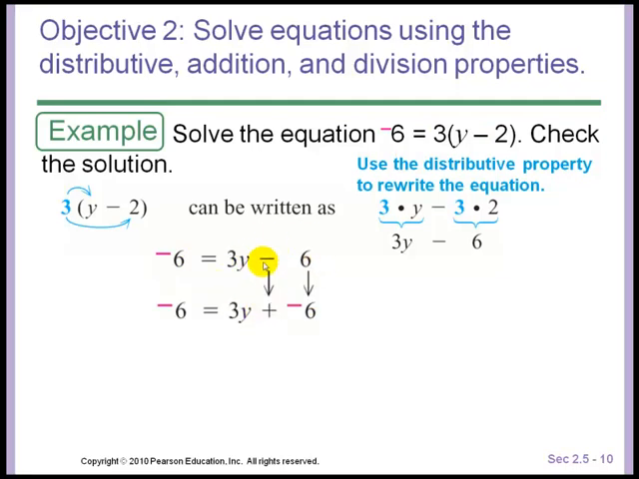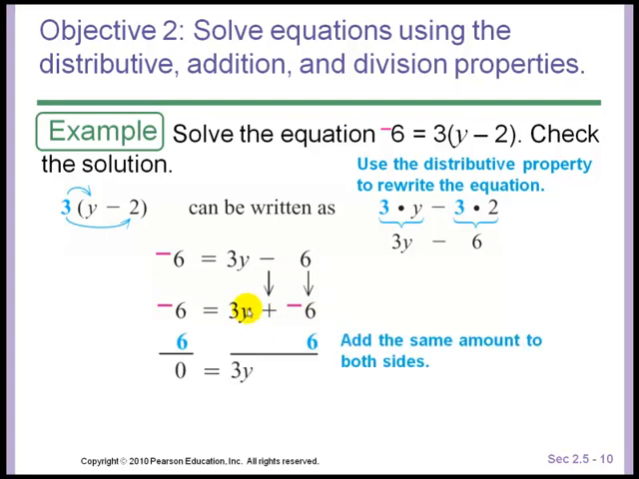If you need to, rewrite the subtract 6 as adding a negative 6. Again, most teachers and most people just internalize this step, but if you need to write it down, that's fine. We're going to add 6 to both sides because our goal is to get this 3y term by itself. When we add a positive 6 to both sides, I get 0 equals 3y.